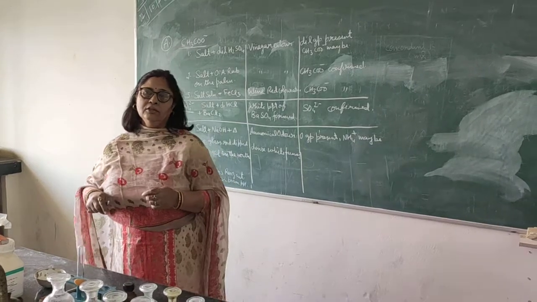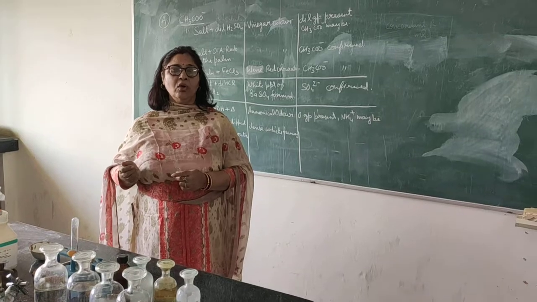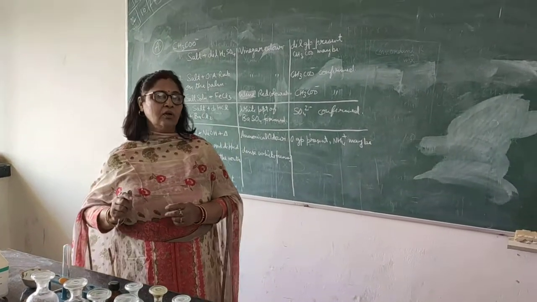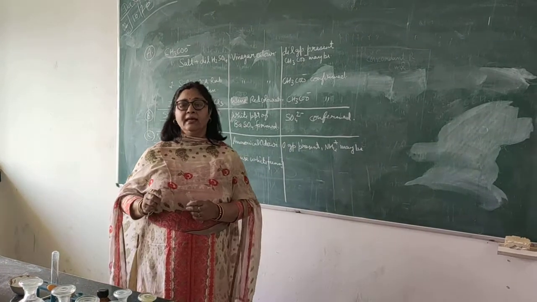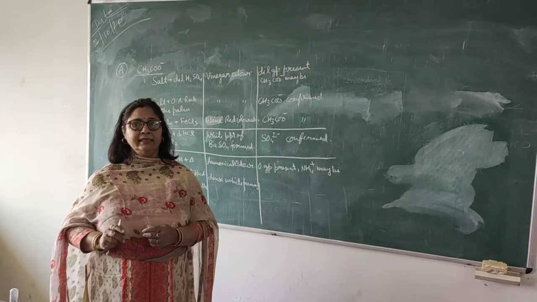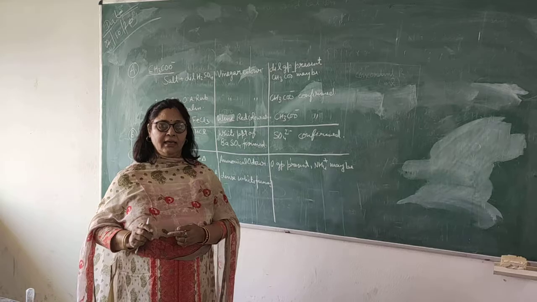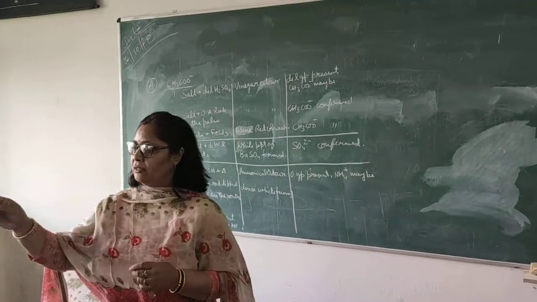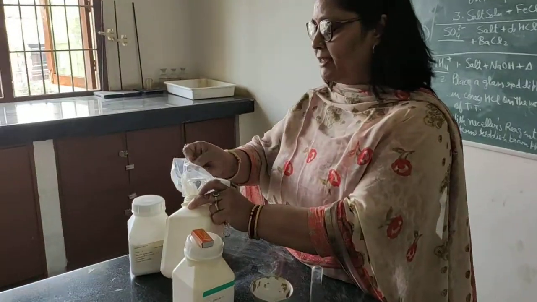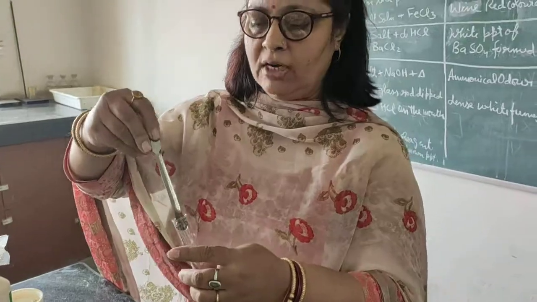Hello students. Today we are going to identify ammonium salts. We have two different ammonium salts: one is ammonium sulfate and another is ammonium acetate. So how can we detect acetate ion, sulfate ion and ammonium ion? First we start with this ammonium salt. Ammonium acetate is here.